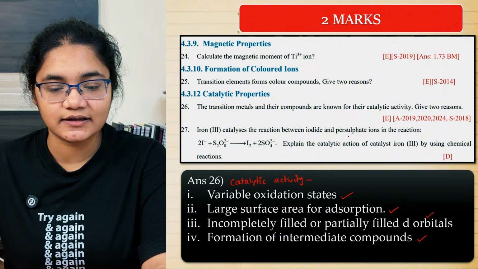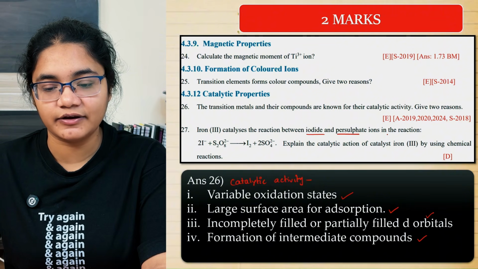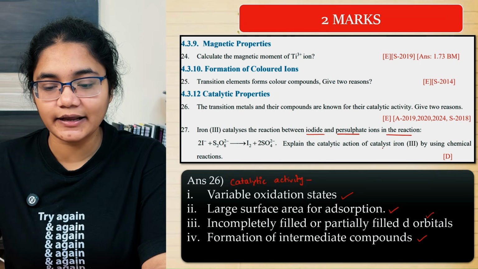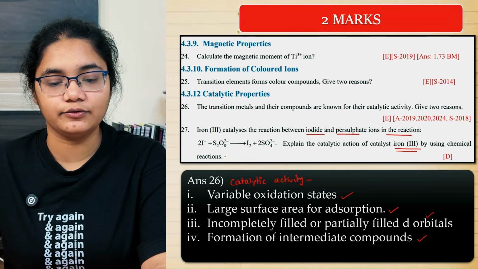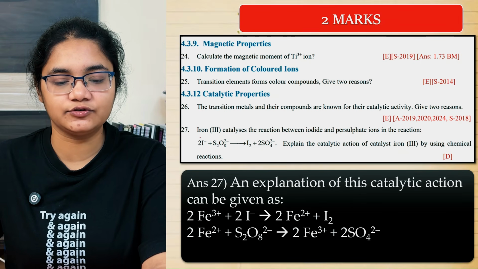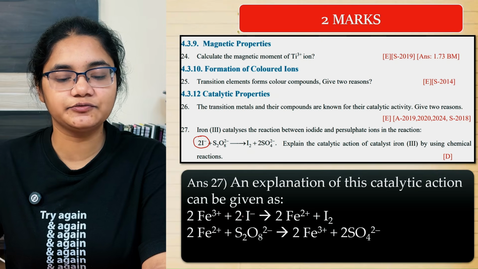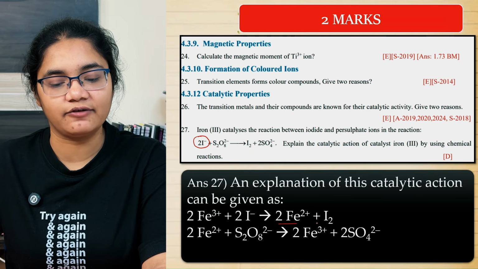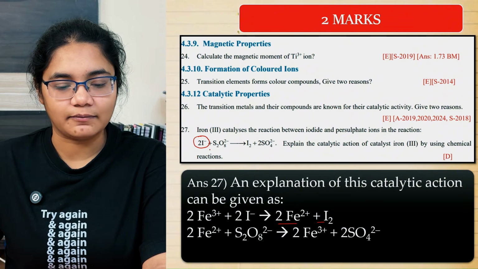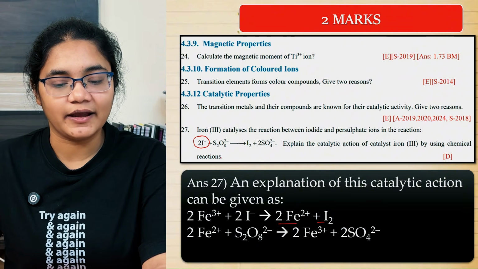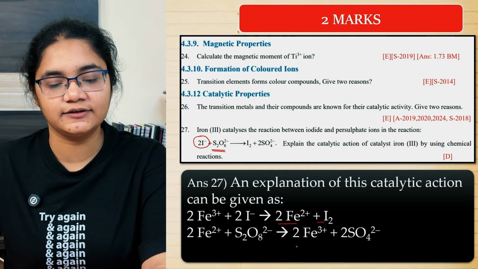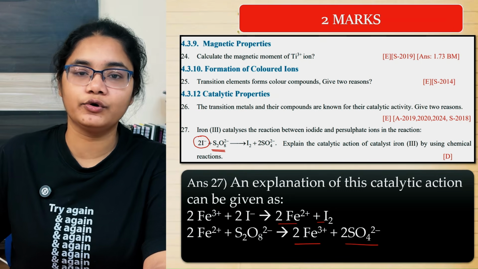Iron 3 catalyzes the reaction between iodide and persulfate ion. Explain the catalytic action of catalyst iron by using chemical reactions. So you can see here Fe3+. First, this reacts with I minus and gets converted to Fe2+, and converts I minus to I2, right? Now after that, this Fe2+ which is formed here reacts with S2O8 2- to give you Fe3+ and SO4 2-.